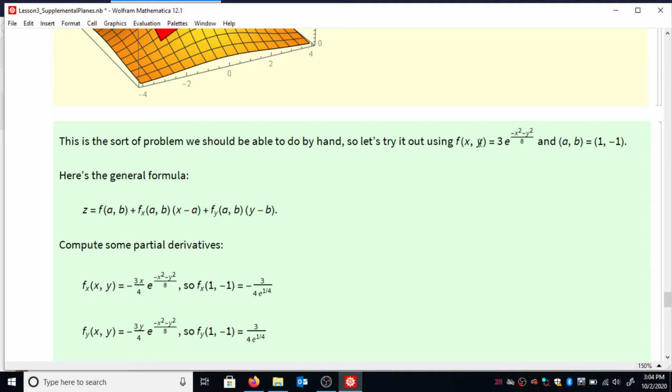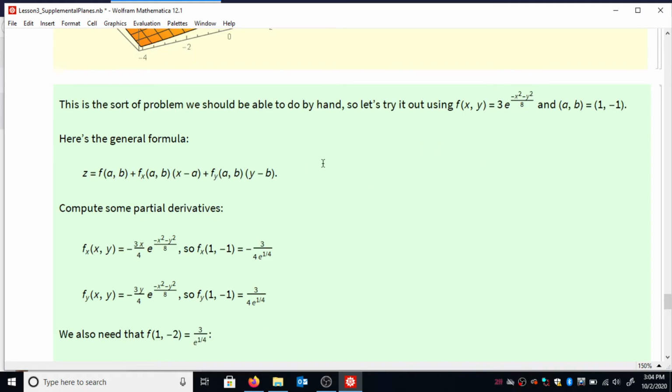So let me take my f of xy equals 3 e to the negative x squared minus y squared over 8 and my point of tangency at 1 comma negative 1. And let's just see if we can do some number crunching without the computer doing the work for us. So, for example, one skill that you'll need to develop is taking partial derivatives. So here's the partial derivative of my function with respect to x. Just a little bit of chain rule here.